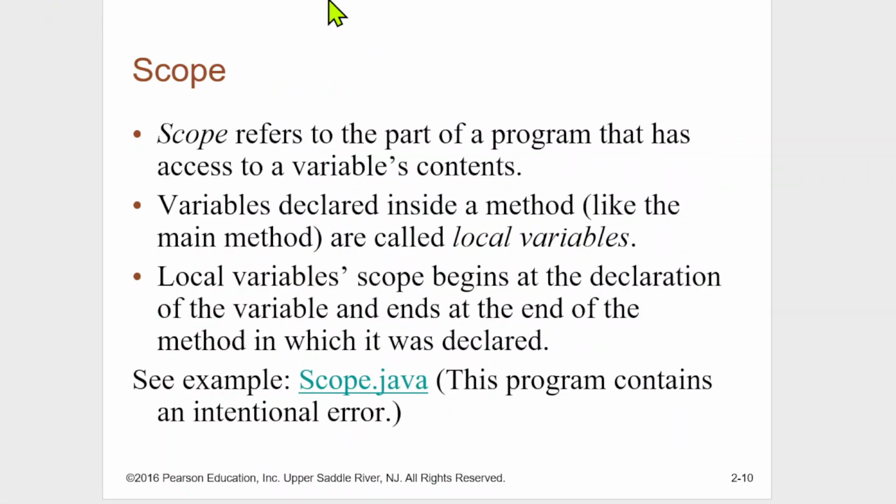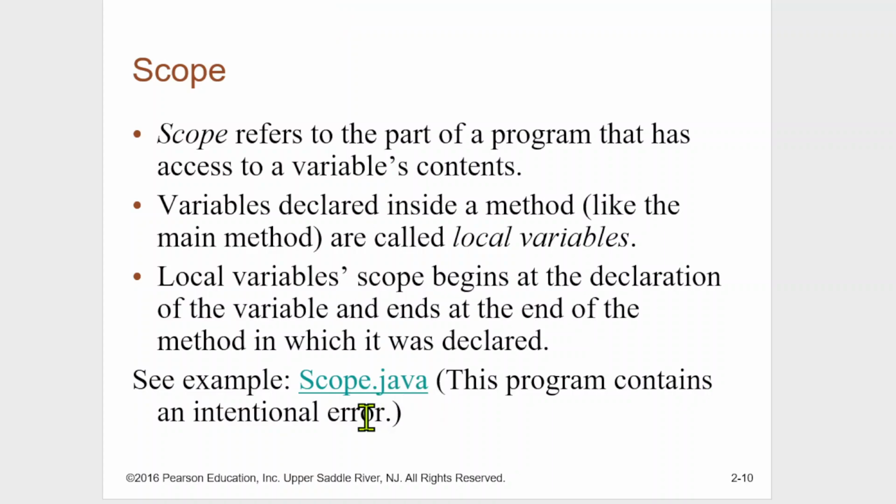Okay, scope. Now let's get into it. Scope refers to the part of the program that has access to a variable's contents. Variables declared inside a method, like the main method, are called local variables. Local variable scope begins at the declaration of the variable and ends at the end of the method in which it's declared.